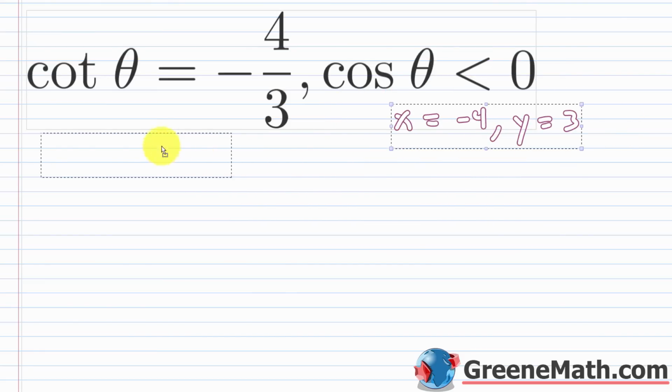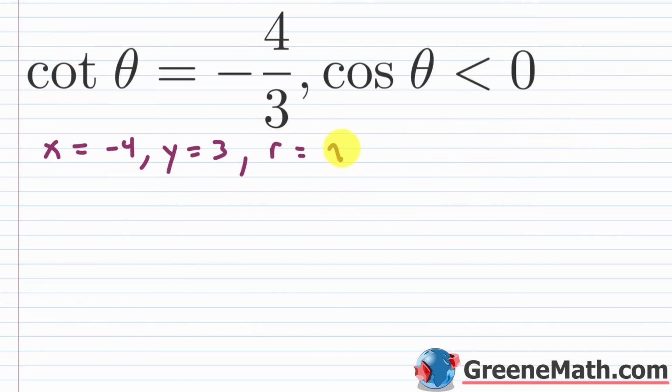So let me slide this down here. So r is equal to the square root of x squared plus y squared. So x here is -4. -4 squared is 16. Plus y here is 3. 3 squared is 9. 16 plus 9 is 25. So this is the square root of 25, which is going to be 5.